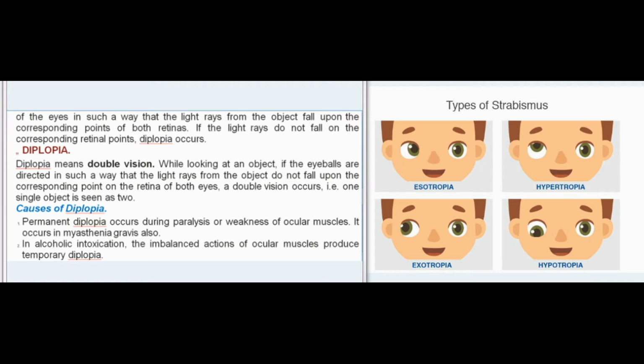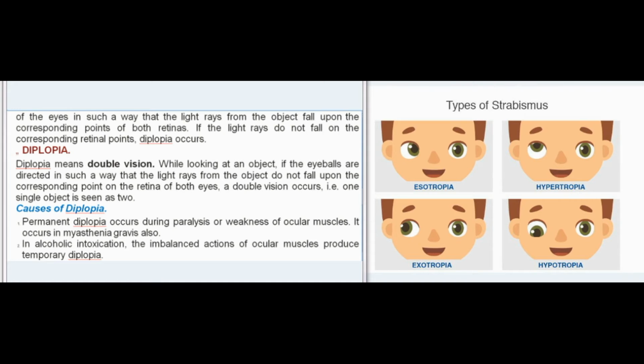Diplopia. Diplopia means double vision. While looking at an object, if the eyeballs are directed in such a way that the light rays from the object do not fall upon the corresponding point on the retina of both eyes, a double vision occurs, i.e. one single object is seen as 2.